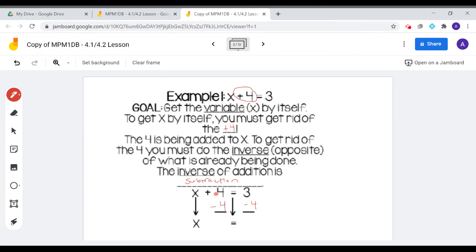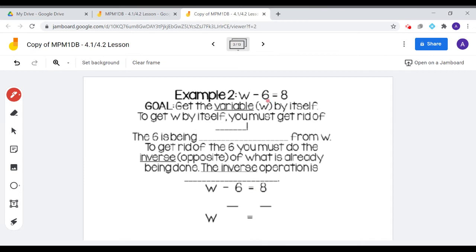So if I take x and I add 4 and then I take away 4, this is like x plus 0. On this side, though, 3 minus 4 isn't 0. It's negative 1. So that means that x plus 0, or just x, is equal to negative 1. Let's take a look at another example.